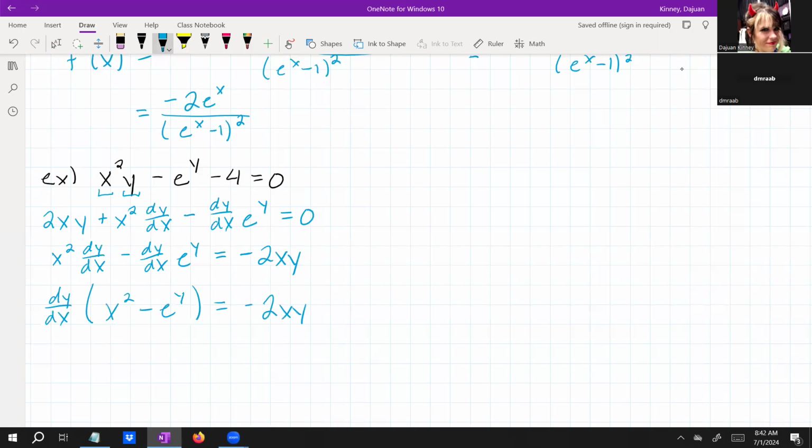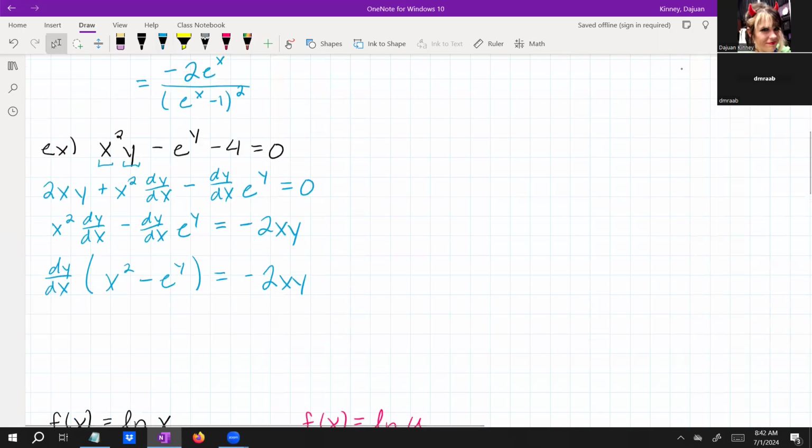And finally, we want to solve for that dy/dx, and I just barely have enough space. So I'm going to divide both sides by x squared minus e to the y. So I get dy/dx equals -2xy all over x squared minus e to the y.